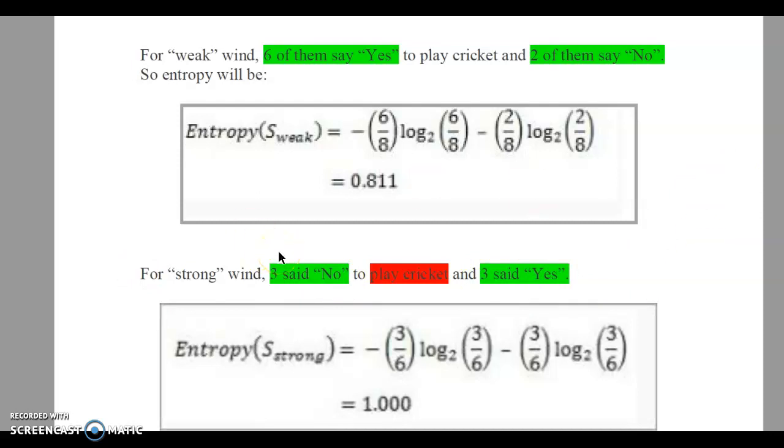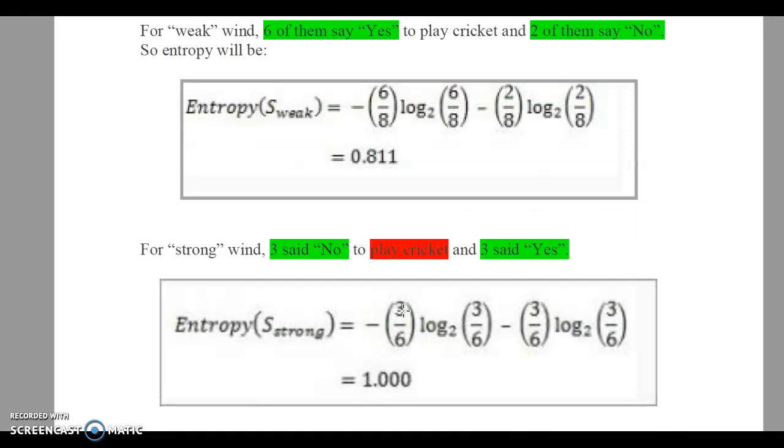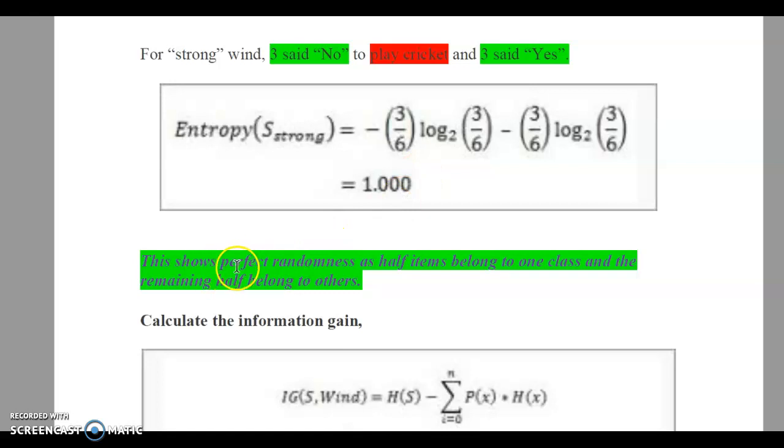For strong windy, 3 said no to play the cricket and 3 said yes. So again it is 50%, with 6 samples in total. The entropy of strong is equal to minus 3 by 6 log 3 by 6 base 2, this is the positive portion, and minus 3 by 6 log 3 by 6 base 2, this is the negative portion. Here the probability of half gives the entropy of strong as 1, and the entropy of weak is 0.811. This shows perfect randomness, where half the samples belong to one class and half belong to the other class.